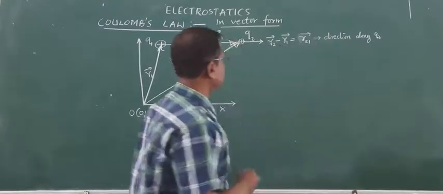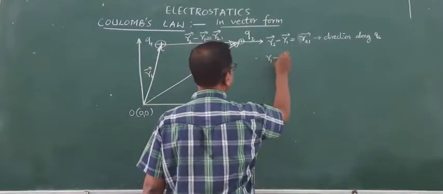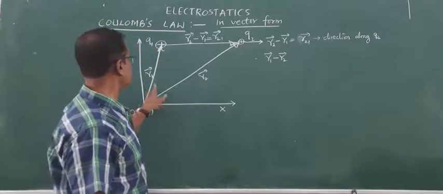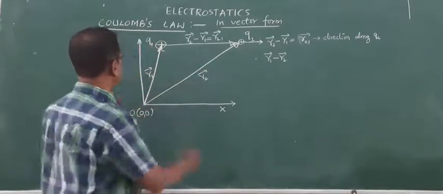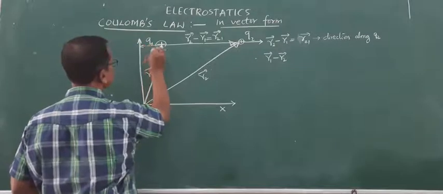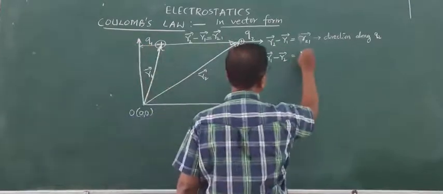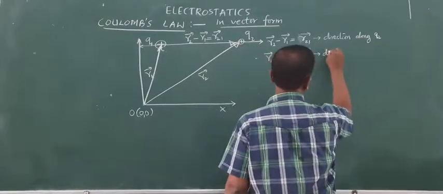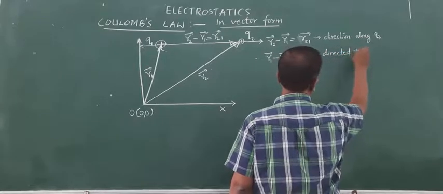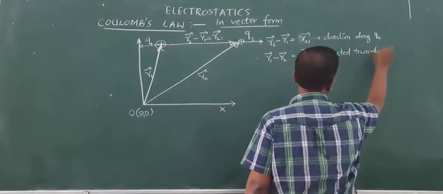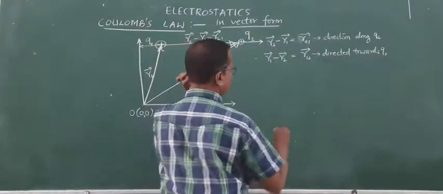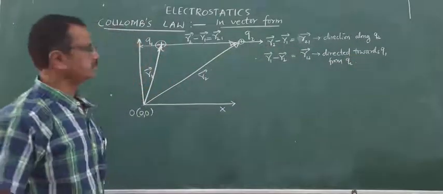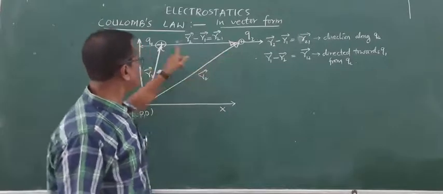Similarly, if you do R1 minus R2 vector, look at this, R1 vector minus R2 vector, it will be a vector in this direction. So this R1 minus R2 vector is written as the R12 vector. It is directed towards Q1 from Q2. Now we will write the force on 2 due to 1.